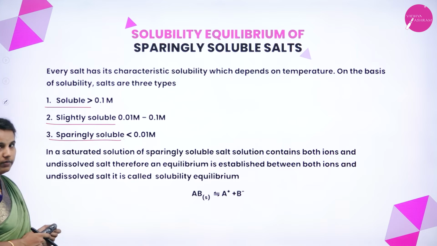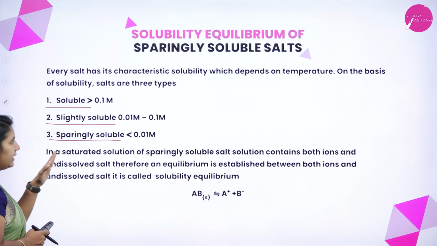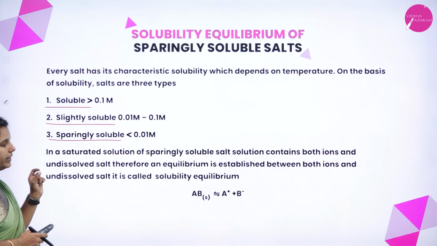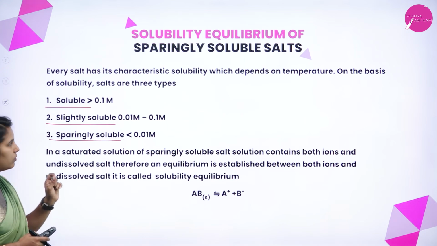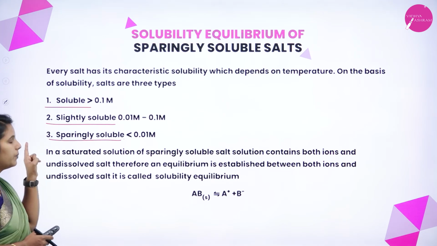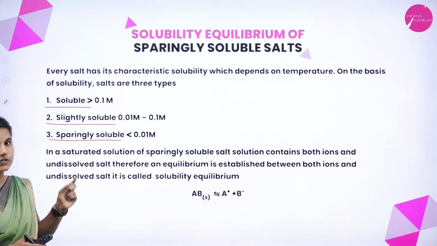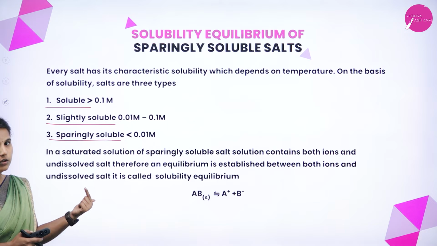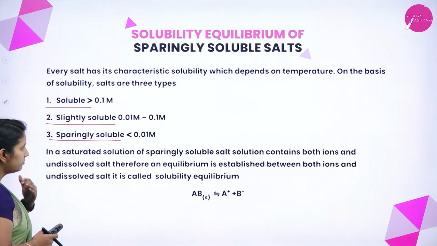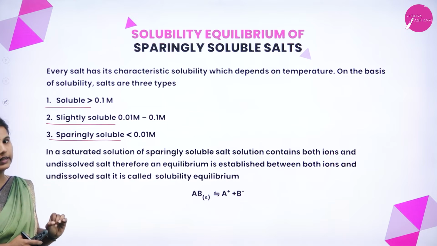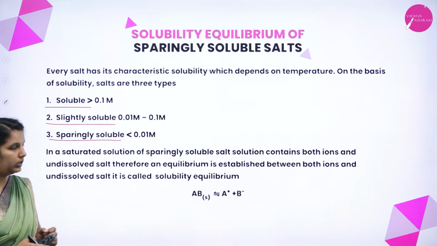If I say it is a soluble salt, its molarity will be usually greater than 0.1. If I say it is slightly soluble, in the sense only a small quantity will be soluble in water. It will range from 0.01 molar to 0.1 molar. If I say it is sparingly soluble, in the sense a very small amount of solute is dissolved in the solvent, which is said to be a sparingly soluble solution or salt. Its molarity will be usually less than 0.01 molar.